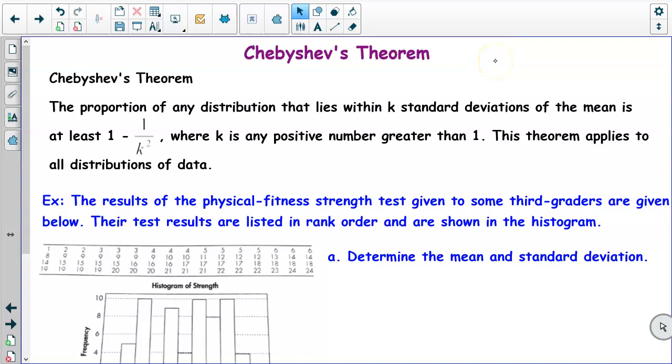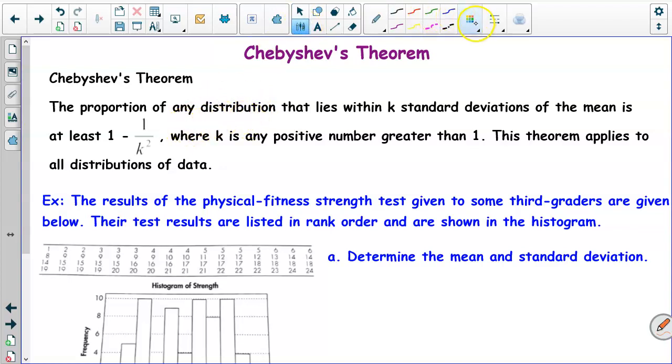Okay, the last concept today is called Chebyshev's theorem. Yes, try to say it. Chebyshev. It just makes you smile, right? Chebyshev. Okay. Chebyshev's theorem is the proportion of any distribution.